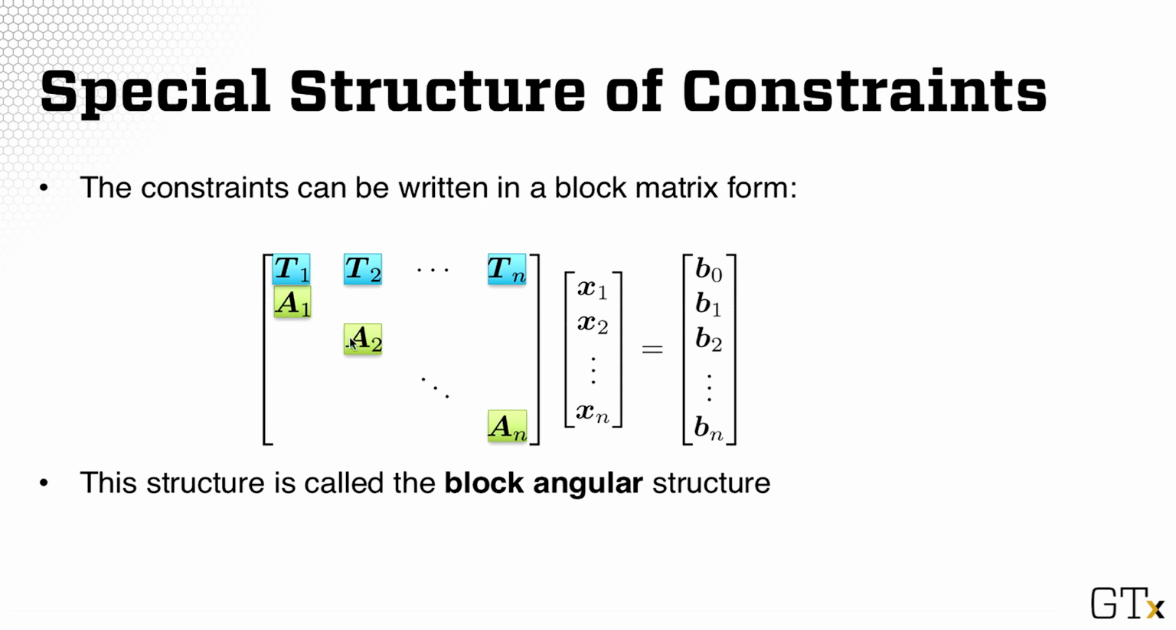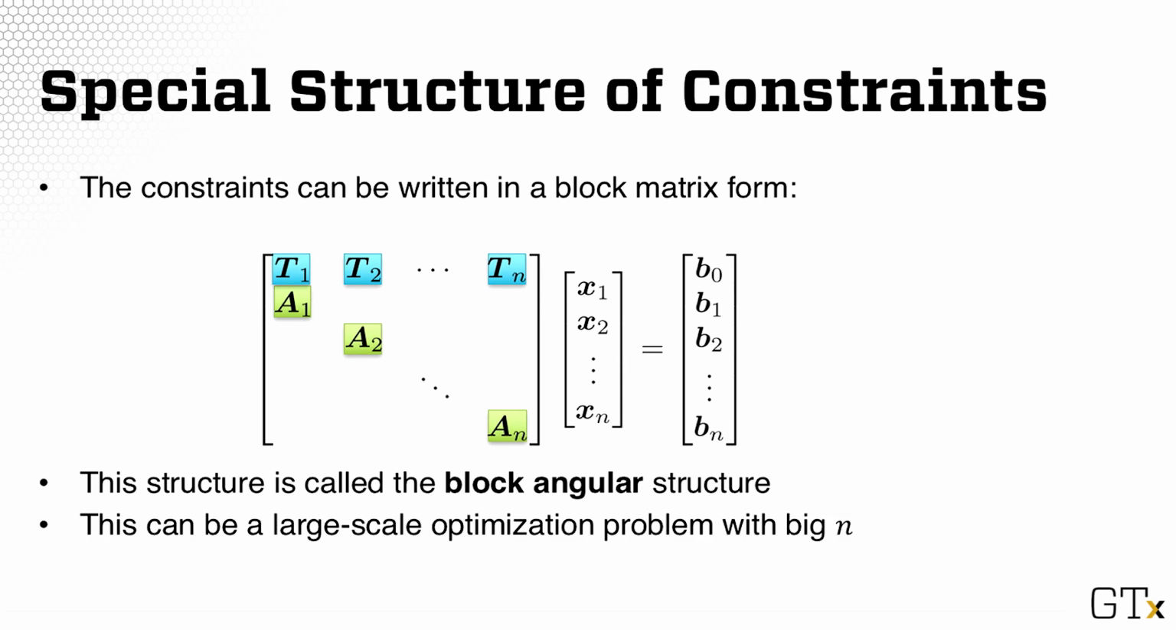And then the angular means the non-zero matrices are only on the diagonal and in the upper part of the matrix, so on the angular side. So this is called block angular structure, and it's a very important structure that appears a lot in optimization, especially large-scale optimization, and especially in this context. We have subunits here, and they all couple together.